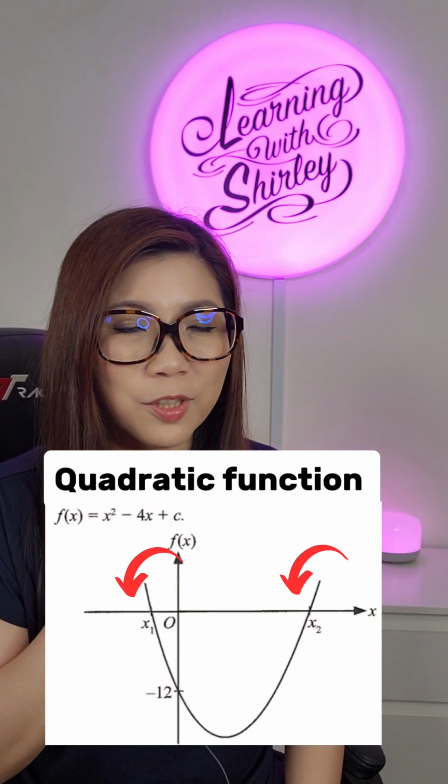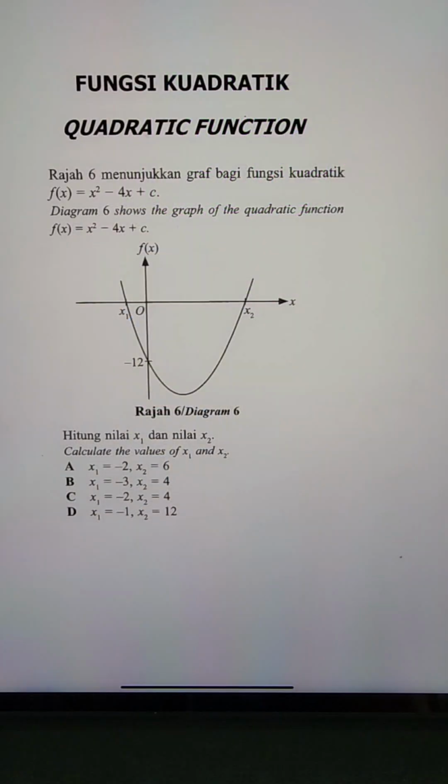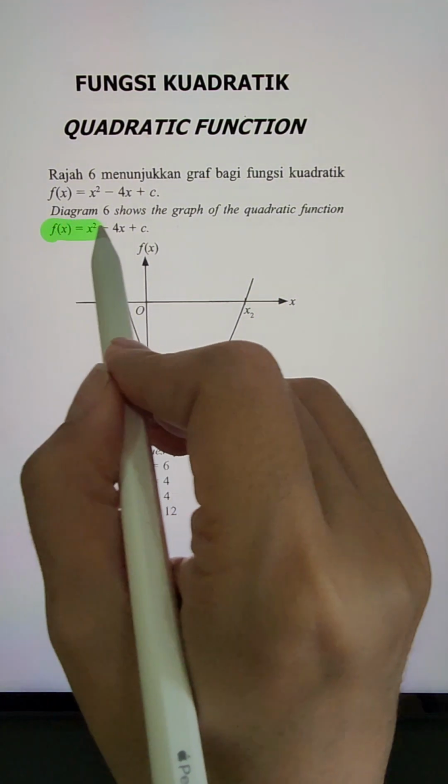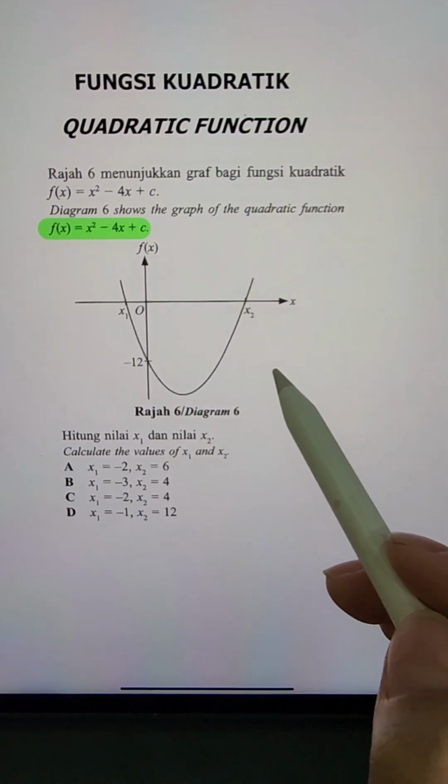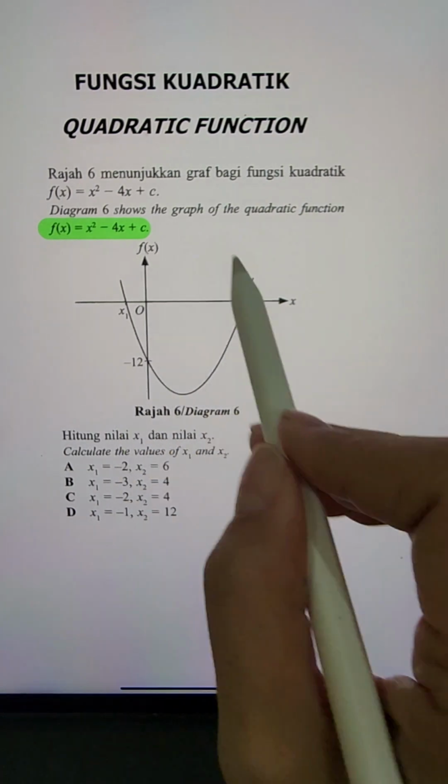How to find the roots of a quadratic function? Let's look at this question on quadratic function. Diagram 6 shows the graph of quadratic function f(x) equals x squared minus 4x plus c. So c is not given, so how? Fortunately, the diagram is given. So let's look at any coordinate given in the graph.